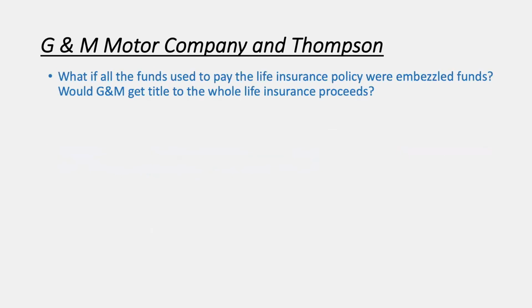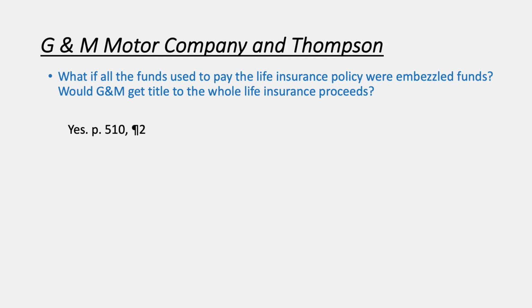And so let's pretend that all the funds used to pay the life insurance policy were actually embezzled funds, right? There were no commingled funds. In that case, would G&M get title to the whole life insurance proceeds? And the answer is yes. And the court discusses this on page 510, paragraph 2, before it determines, well, G&M didn't put all the money into the life insurance proceeds, so it only gets a pro rata share.